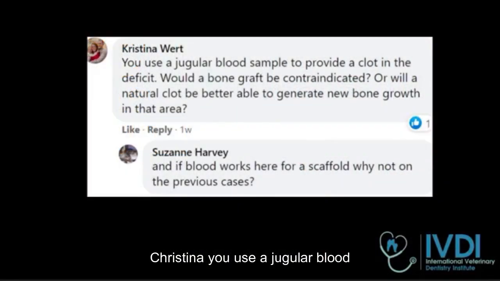Christina, you use a jugular blood sample to provide a clot in the deficit. Would a bone graft be contraindicated? And a couple other people asked this question as well. The blood clot is a bone graft, and it's free. And I did misspeak when I recorded that portion, and I said it was a mandibular sample. It's not a mandibular sample, although a lot of times we'll have enough bleeding because the mandibular artery is mistaken for part of a cyst, and we'll nick that. And so we may get some bleeding from that.